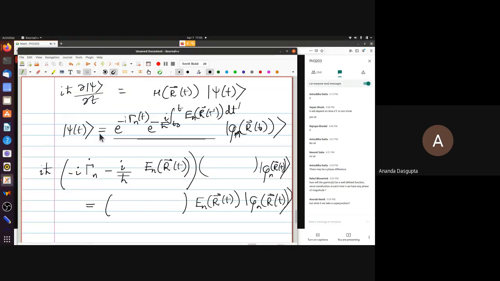For the time being, all we are saying is there's some phase which comes out by solving the Schrodinger equation. The Schrodinger equation will give you some value for this. So notice that this phase is the same on both sides, so it just cancels.